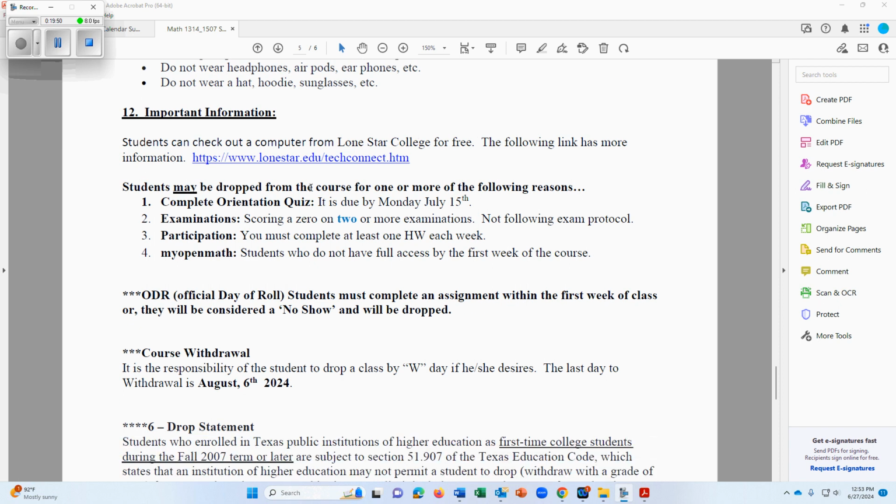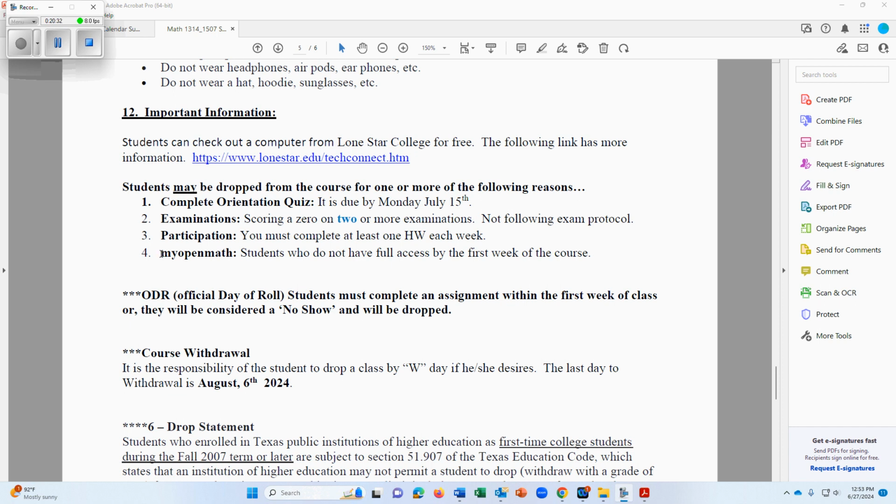Okay, students may be dropped from the course for one of the following reasons. If you don't complete the orientation quiz, that's coming up real soon, Monday, July 15th. Examinations: if you score 0 on 2 or more exams, or not following exam protocol. If you miss 2 exams, mathematically you're not going to be able to pass the course, and so you'll be dropped. Participation: you must complete at least 1 homework assignment each week. Now, hopefully you're doing a lot more than that, but if you just fall off and I don't see any activity, then basically you can be dropped for that.